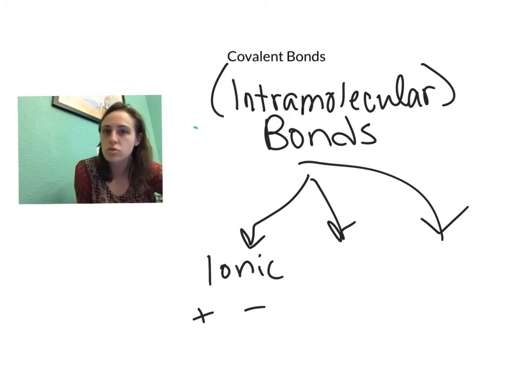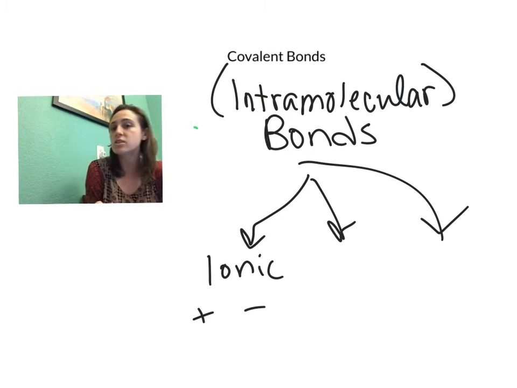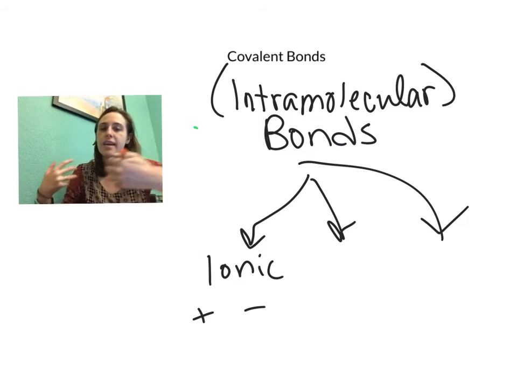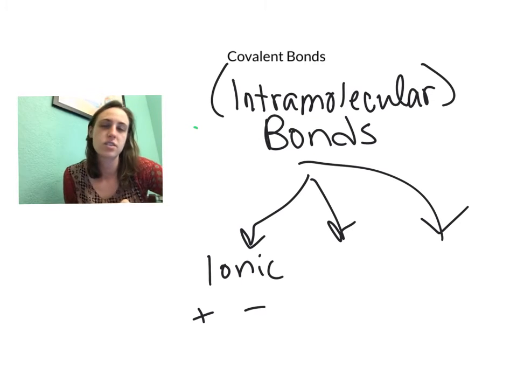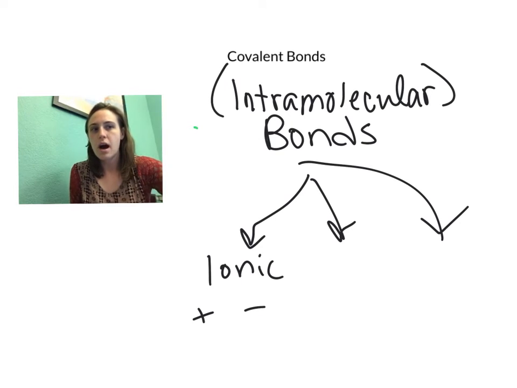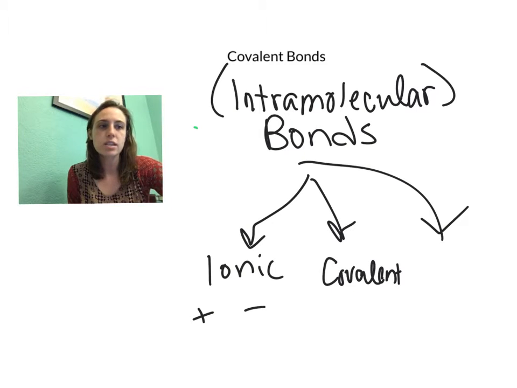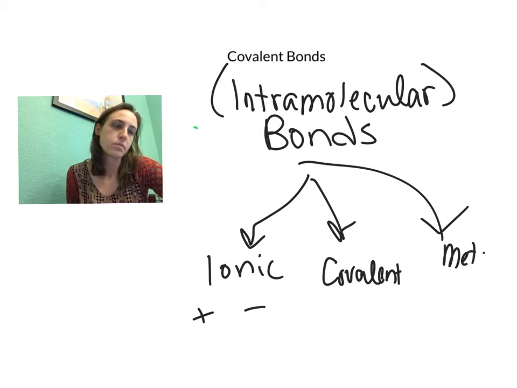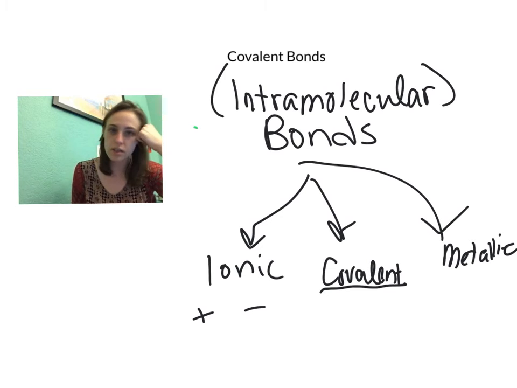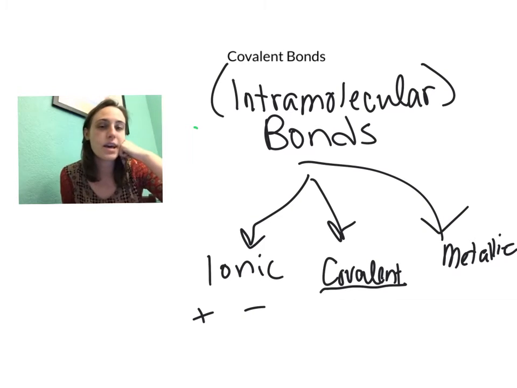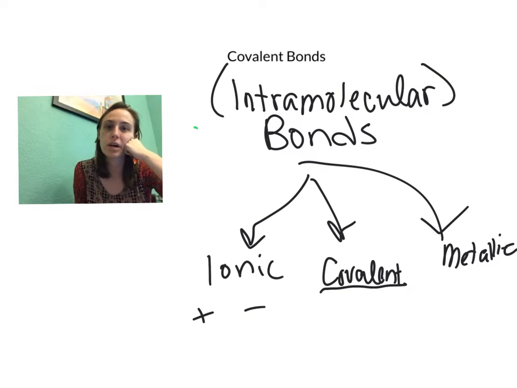These are really strong. It usually takes a good amount of energy to get those apart because they're kind of like magnets, right? Magnets work under the same kind of principle. Today we're going to talk about covalent bonds. We're not going to spend much time on metallic bonds, but know that they exist. They are out there. But covalent bonds are what we're going to spend some time on today and probably a little bit next week as well.